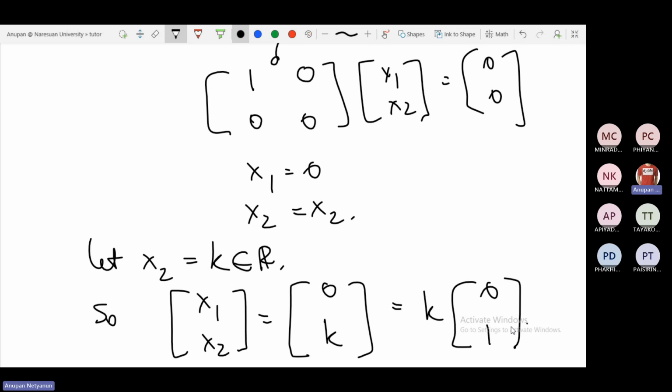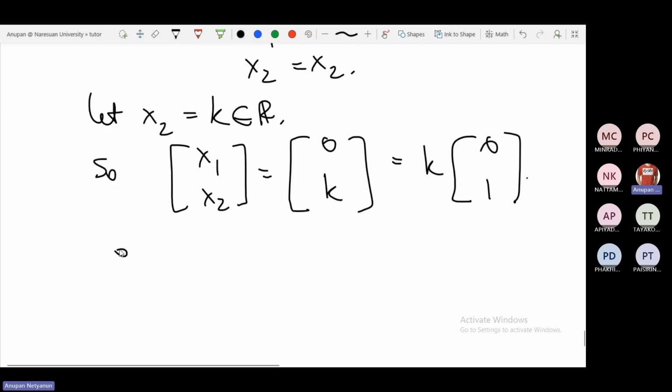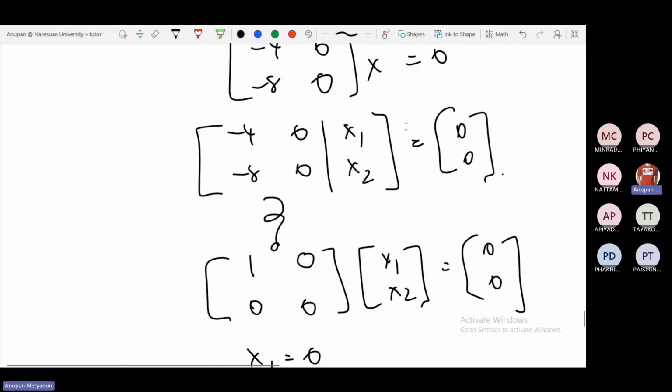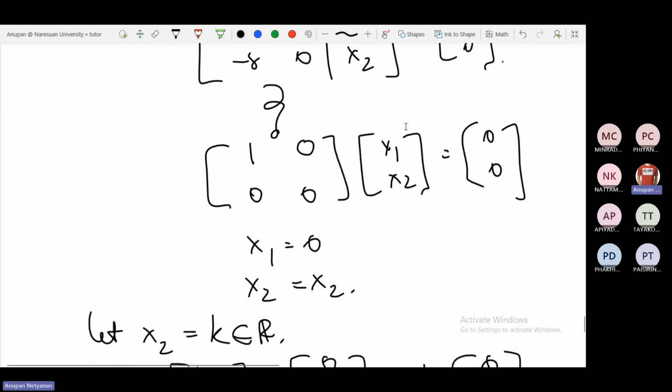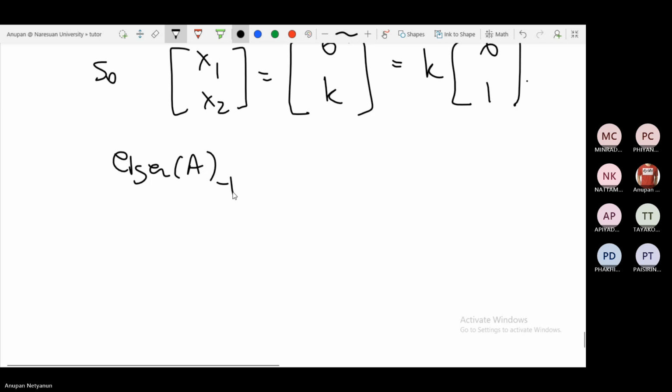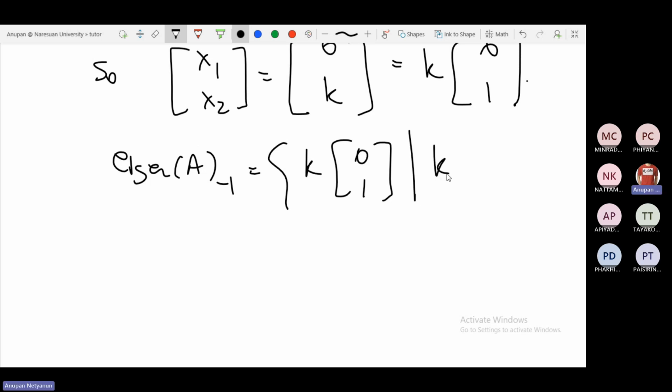Okay. So the eigen of A, now this lambda is negative 1, equals the set of k times [0, 1] such that k is in R.